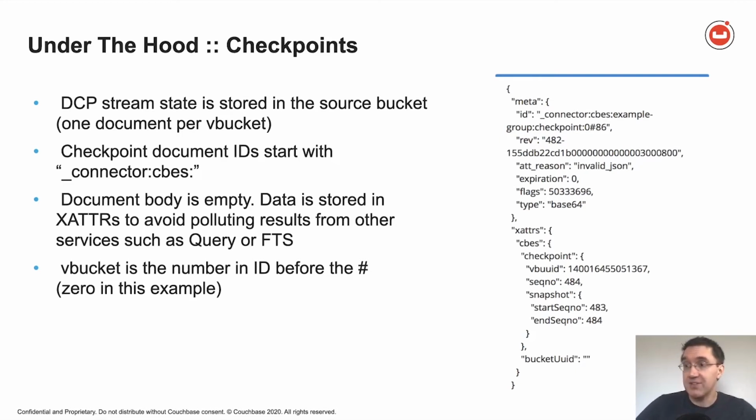By default, these documents are stored in the bucket the connector is replicating from, although you can configure the connector to store them in a separate location if you want the connector to have read-only access to the bucket, for example. Each of these documents has an empty body. The offset information is stored in the document's extended attributes, as you can see on the right there. It's sometimes called xattrs. And we do this so that the checkpoint documents won't show up in your N1QL or full text search query results. We don't want them polluting your results.